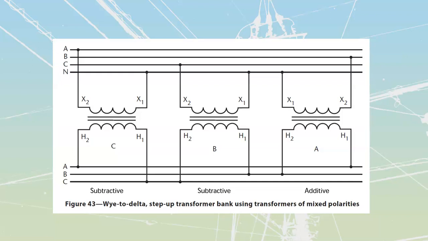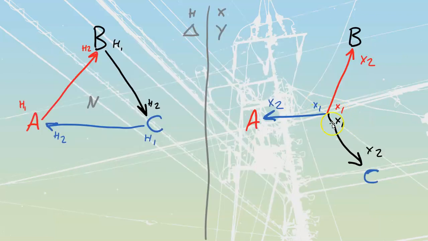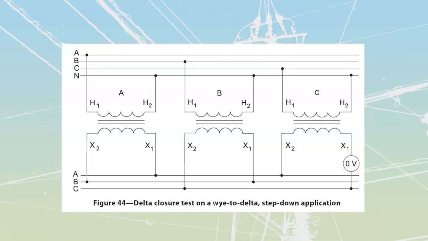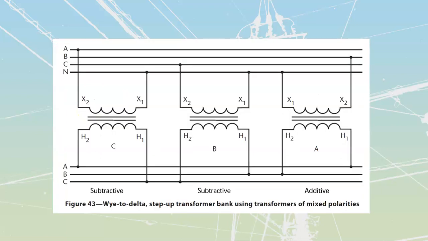Once again, we're going to take a look at our Y side first. All the X1s are going to go together onto the same line. So I see that I've got... this is a delta closure test. I skipped ahead of myself there. There we are. This is the mixed polarities.